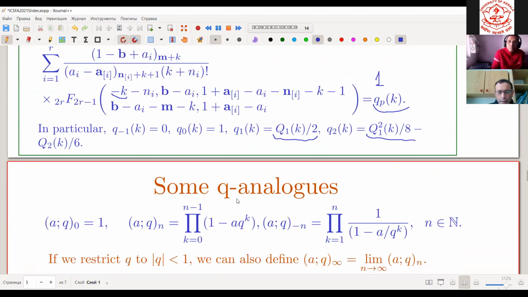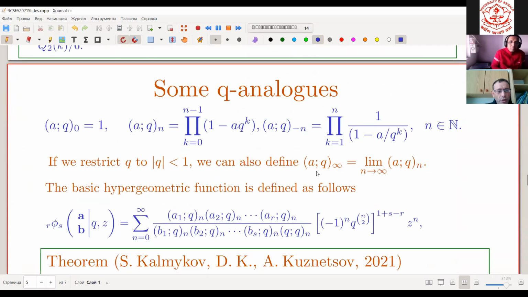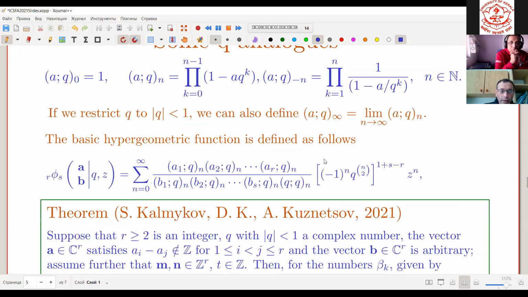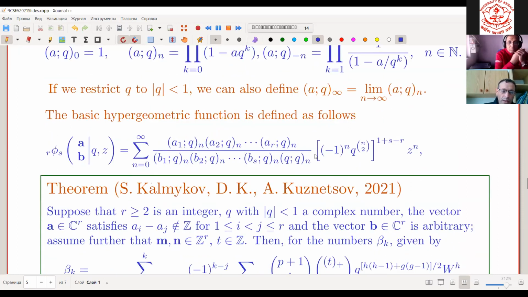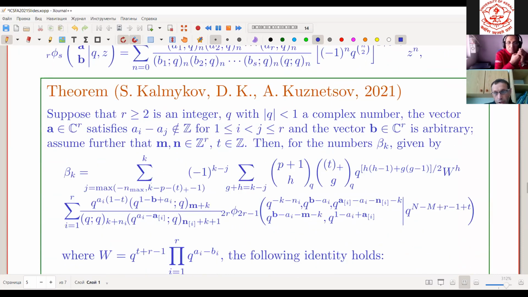Let me finish by mentioning some Q analogs. Well, here is the standard Q notation, Q shifted factorials. We also use both positive and negative indices. And more recently, we discovered a Q analog of this duality relation, which I have shown. It's a rather complicated formula.